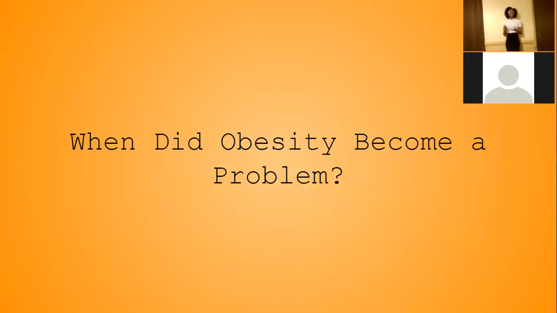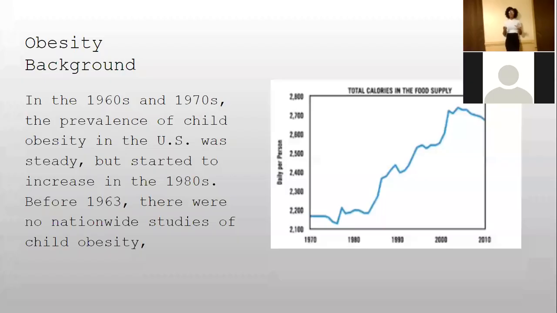So, when did obesity become a problem? I feel like when people think about obesity, it's more of a recent issue. And that's what I got from the research that I conducted. It was more prevalent in the 1960s to the 1980s, then the line kind of flattened to where we are today. So, this is when obesity and child obesity became a bigger issue than it was before.